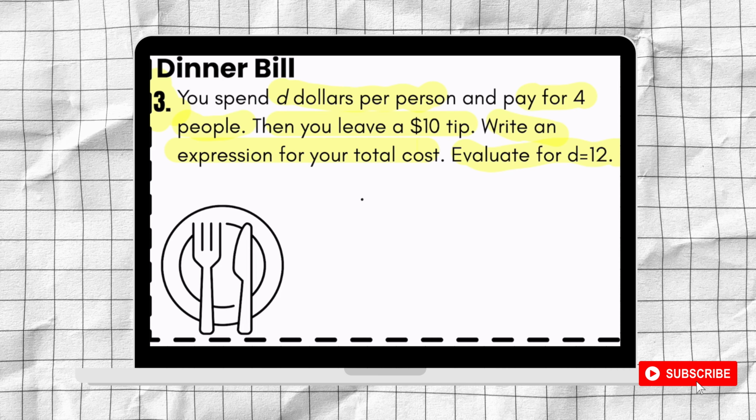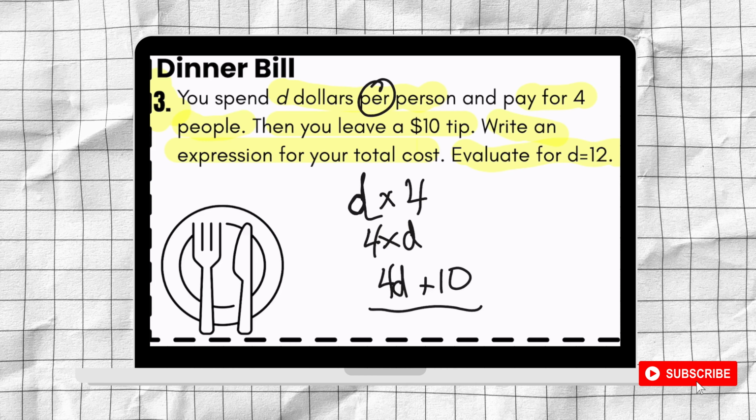So you spend D dollars, we don't know how much, per person, and per is that key word there that's going to highlight that we're using multiplication, and I pay for 4 people. So I would do D times 4, and the commutative property of multiplication means that I can flip-flop my order. I can multiply in whatever order I want. So this is 4 times D, which is the same as 4D. And then I'm also, in addition to that, going to leave a $10 tip. So that's going to be plus 10.